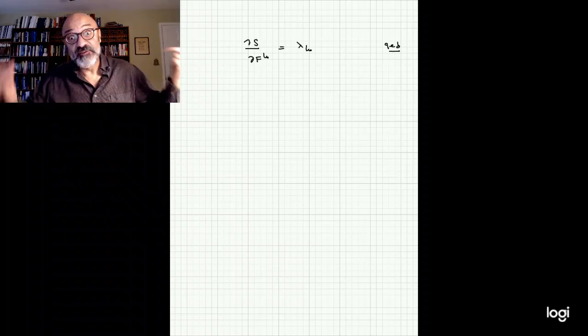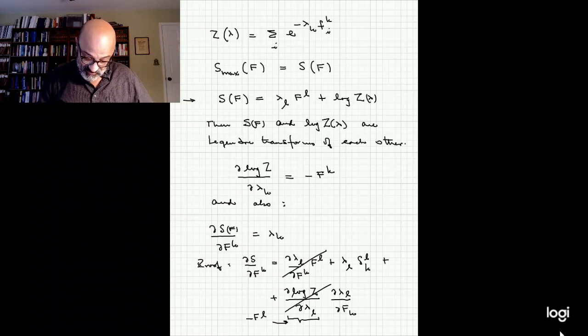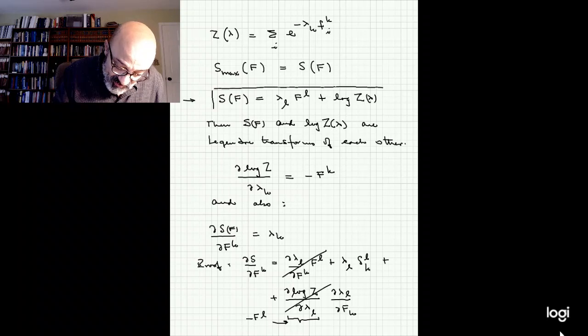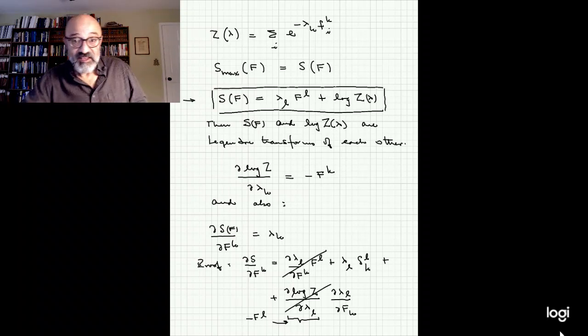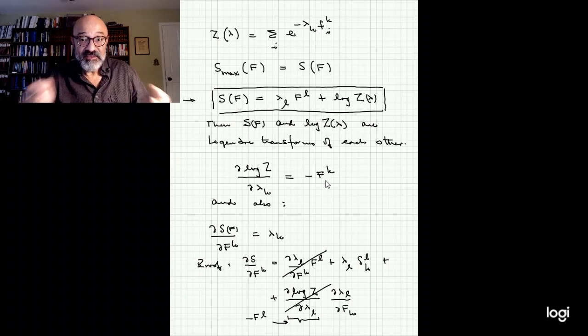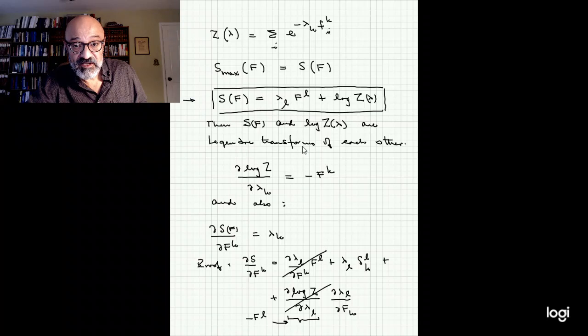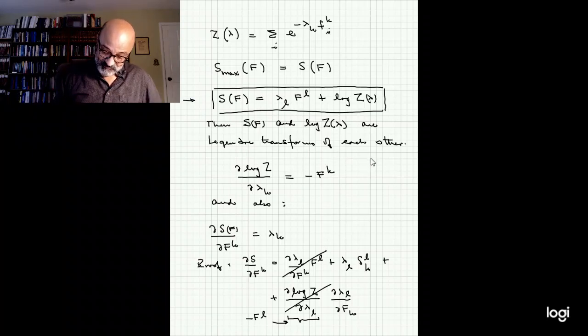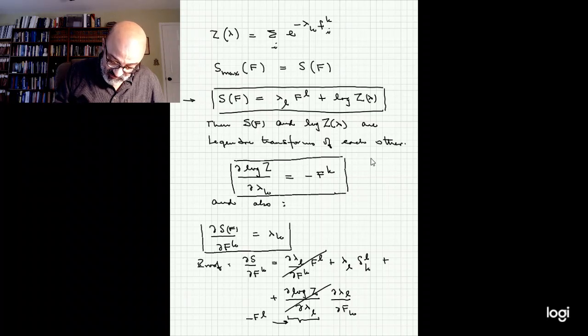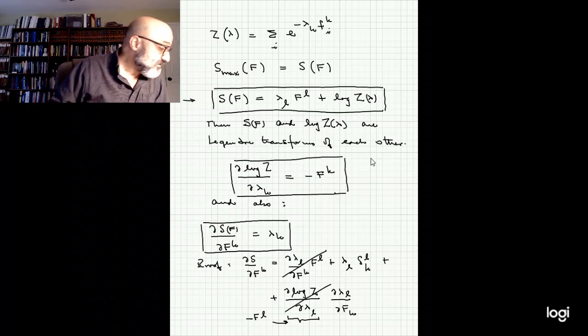Quod erat demonstrandum, right? So let us just review what was going on here. When we have an expression of this form, we can show that the derivative of S with respect to f is the Lagrange multiplier, and the derivative of log z with respect to the Lagrange multiplier is the expected value. They're very symmetrical. That's what we mean by saying that these are Legendre transforms of each other. So these are basic formulas here. There is more juice that we can extract out of this.